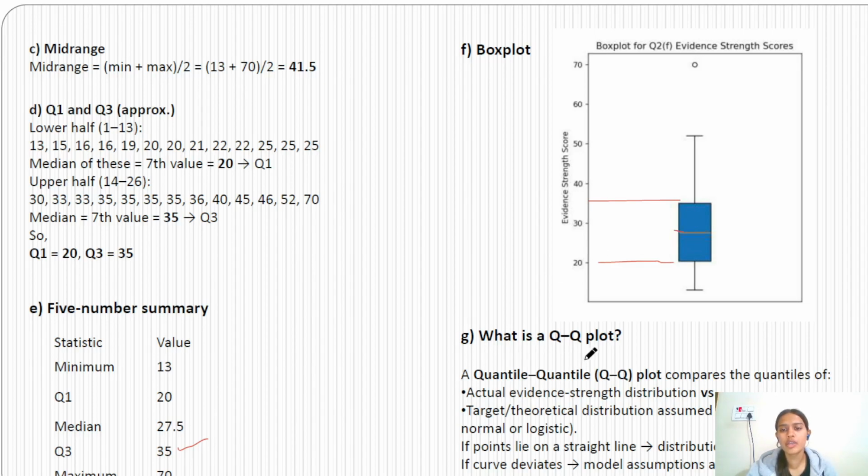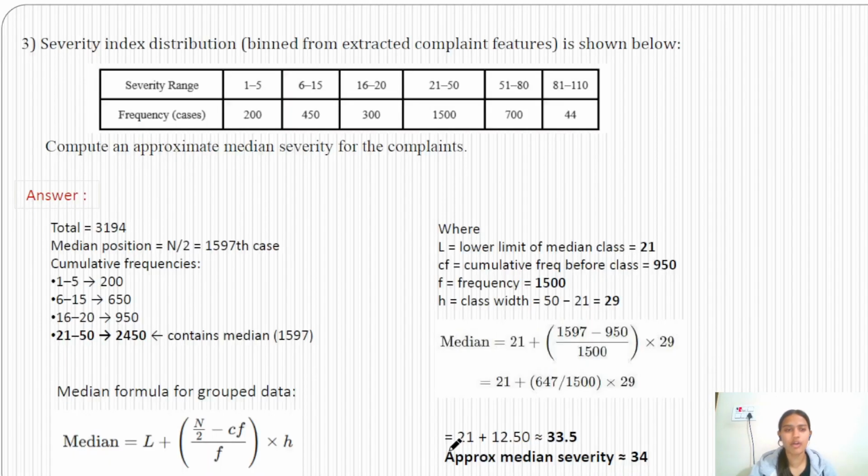Now, what is a QQ plot? A quantile-quantile plot compares the quantiles of the actual evidence strength distribution versus the target theoretical distribution assumed by the DSS. If the points lie on the straight line, the distributions match. If the curve deviates, then the model assumptions about evidence scores may be wrong.